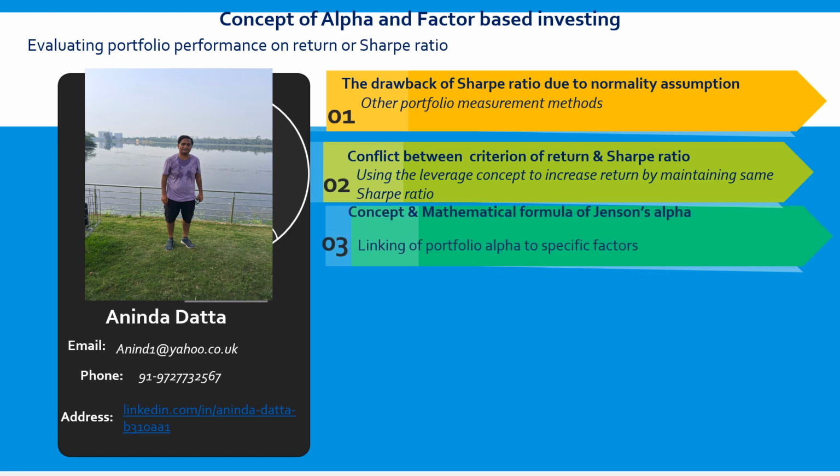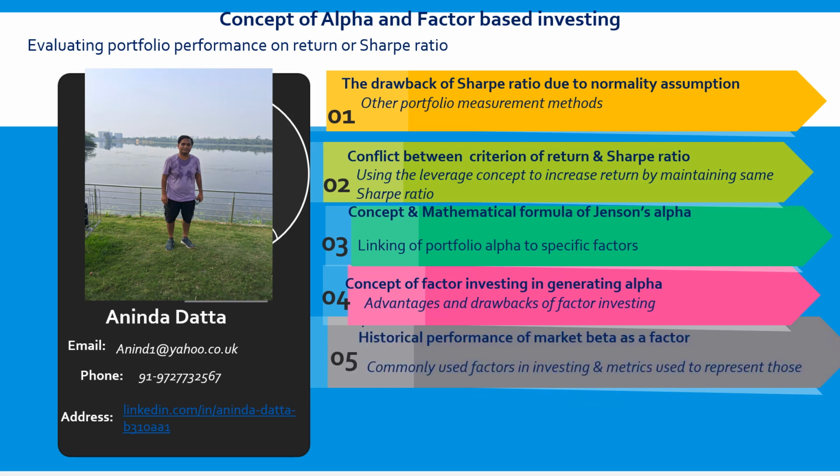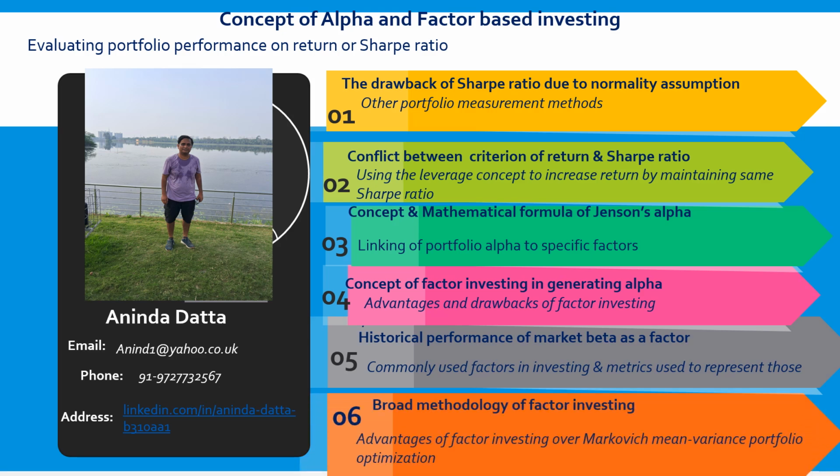Concept and mathematical formula of Jensen's alpha, and linking of portfolio alpha to specific factors. Concept of factor investing in generating alpha, advantages and drawbacks of factor investing. Historical performance of market beta as a factor, commonly used factors in investing and metrics used to represent those. Broad methodology of factor investing, advantages of factor investing over Markowitz mean variance portfolio optimization.